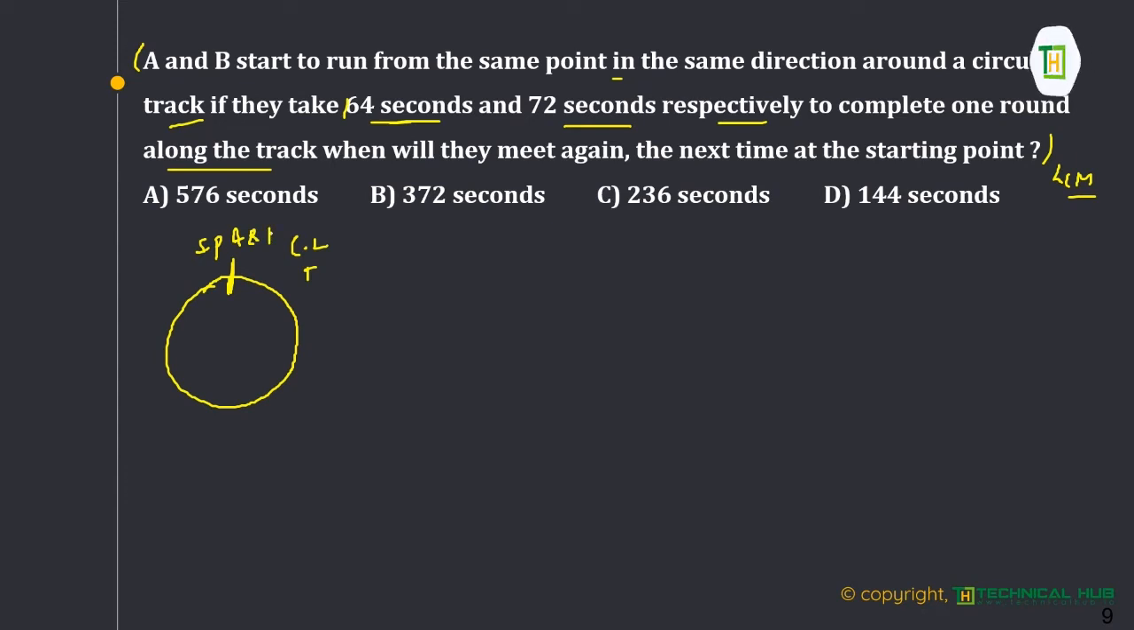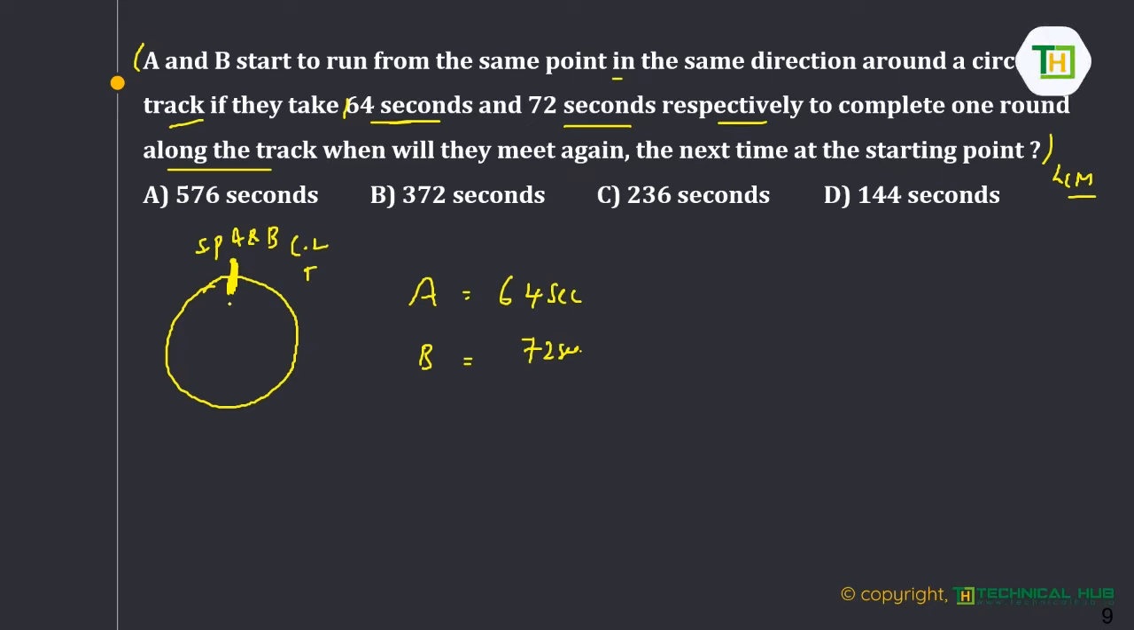What is the time required to complete one round for A? 64 seconds are required, and they started at the same time. And for B, what is the time required? 72 seconds are required. Then again, at what time will they meet? It means after how many seconds will they meet, they're asking. This question is related to LCM application.